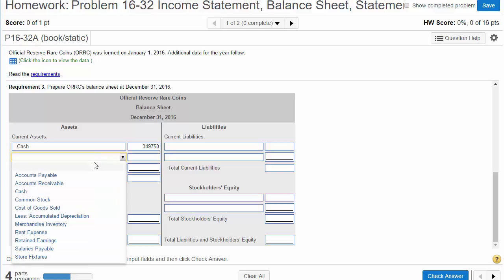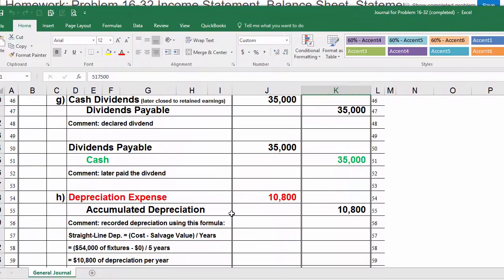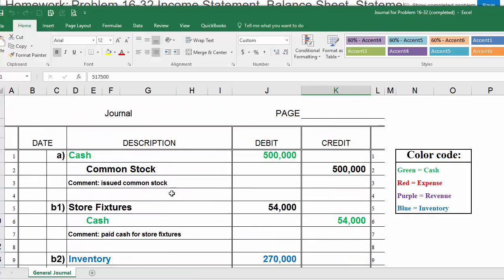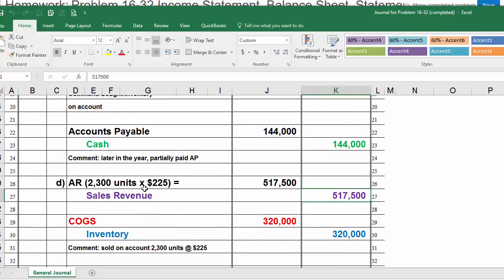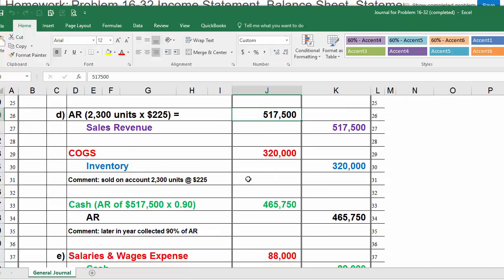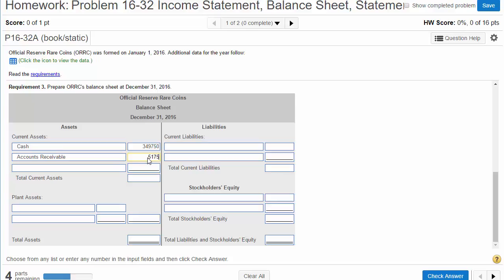Now the next current asset that's usually listed is AR. So let's go see how much AR we have. I believe our AR doesn't happen, scrolling down to find AR, till right here. So here's our AR going up. And then here's our AR going down. So our total AR is $517,500 minus $465,750 gives us $51,750 of AR.